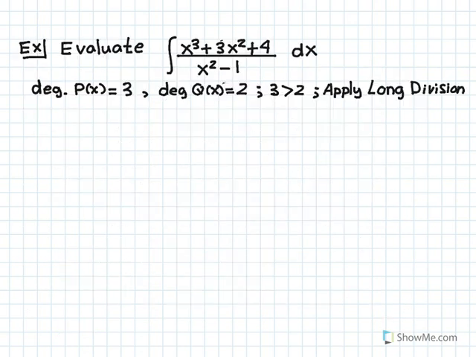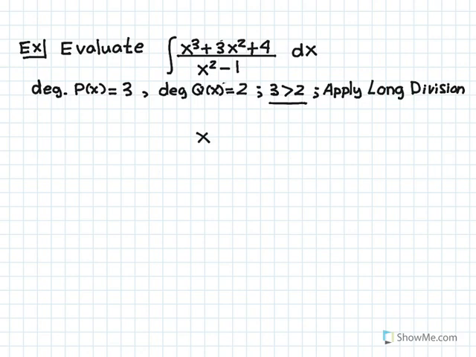So let's look at an example. Here we have the integral of x cubed plus 3x squared plus 4 divided by x squared minus 1. The numerator has degree 3. The denominator has degree 2. 3 is bigger than 2, so we apply long division first. Let's do the long division process.